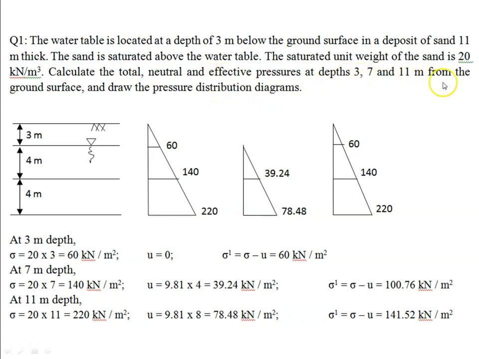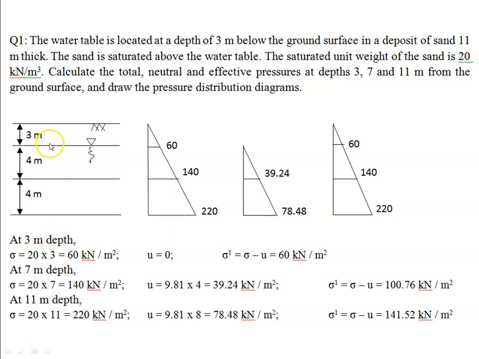Here the dry unit weight is not given, so we cannot assume that this top layer is dry, and the bulk unit weight is also not given, so we cannot calculate the weight of this layer. So we have to assume that this layer is also saturated because of some capillary rise or something. Because only one unit weight is given, we have to assume that even this layer is saturated. Then we can calculate the weight of soil at different depths.